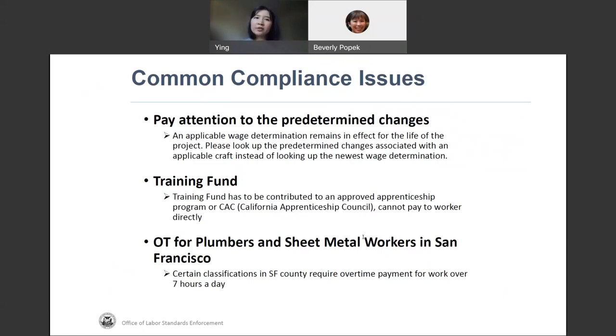We also have another OT issue, which is overtime for plumbers, sheet metal workers, or even inside wiremen in San Francisco. Certain classifications in San Francisco County require overtime payments for work over 7 hours a day. So please keep it in mind when you're scheduling your workers.